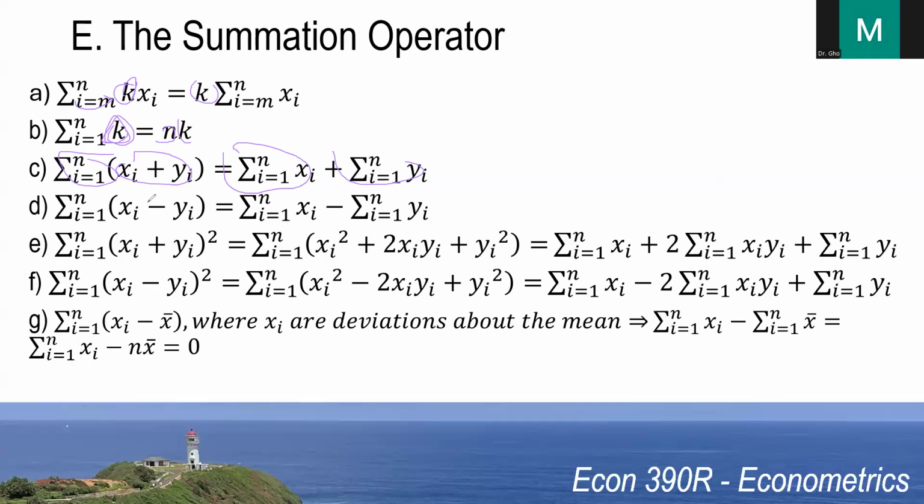Same thing with negatives, because subtracting is really adding a negative. So if you take the difference of those two and sum them all together, you can sum all of one and take the difference with the sum of the other. It gets a little bit more complicated when you're multiplying things together.